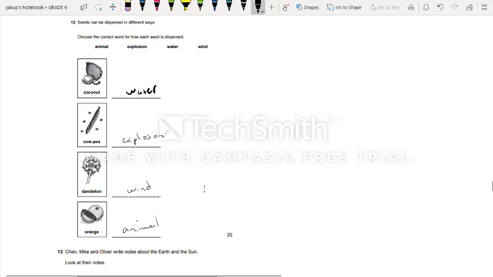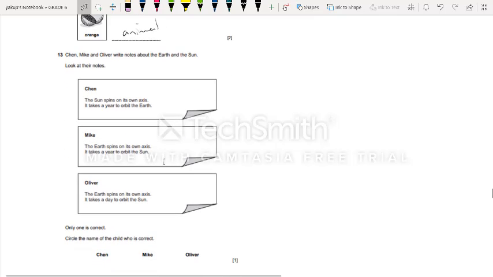Coconut is dispersed by water. Cowpea is dispersed by explosion. Dandelion by wind. And orange with animal, guys. Okay, there are some ideas about movement of Earth and Sun here. Question 13. Chan, Mike, and Oliver write notes about the Earth and the Sun. Look at their notes.